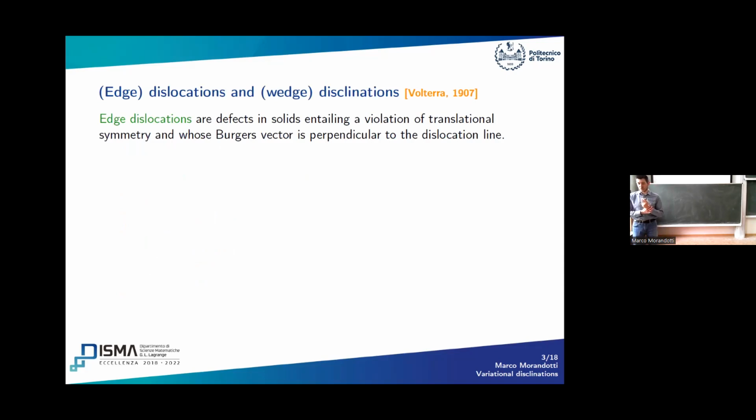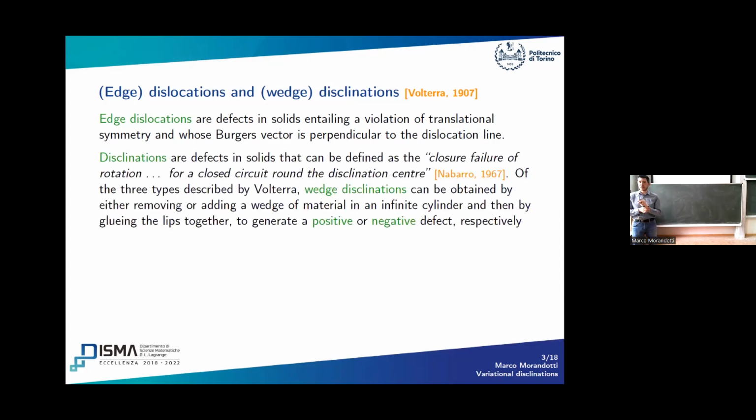So first of all, I would like to focus on the edge dislocations that are defects where there's a failure of closure in the linear part of the deformation, so in the gradient. And these are identified by a line, usually where the defect is. And edge dislocations are identified by the fact that the measure of the defect, which is usually called the Burgers vector, is perpendicular to the line. Whereas disclinations are defects entailing a violation of the rotation part of the deformation. And those are usually called the wedge disclination.